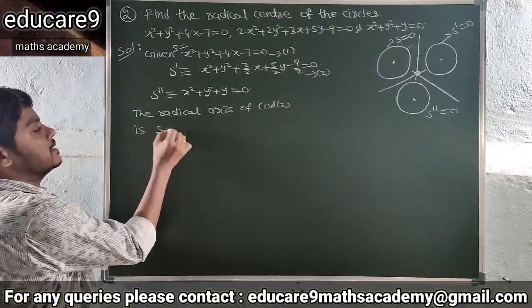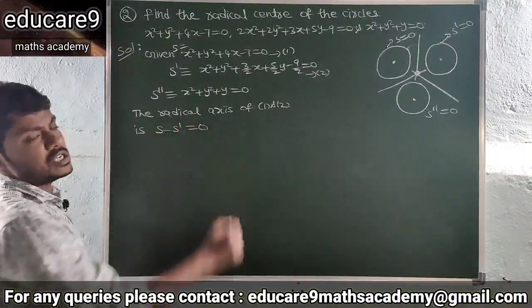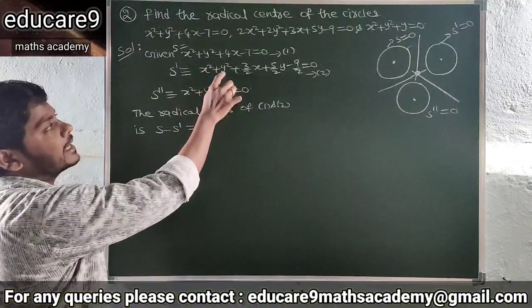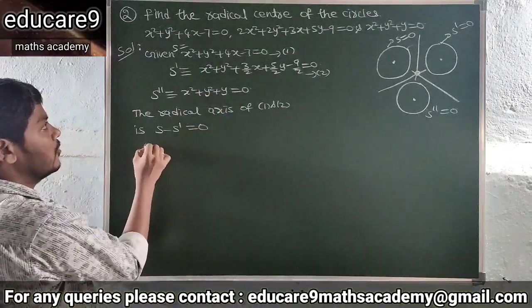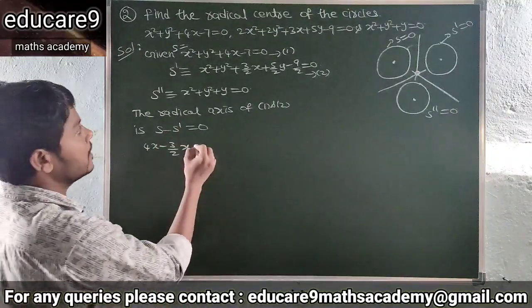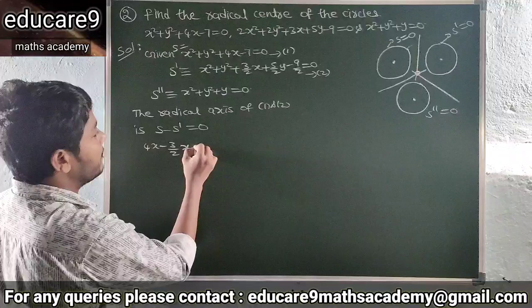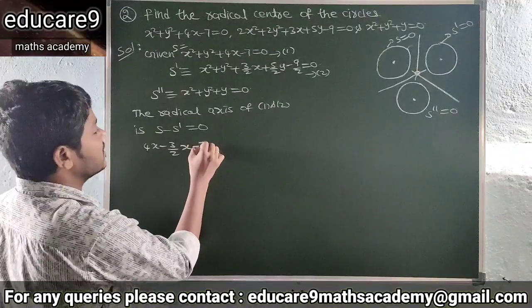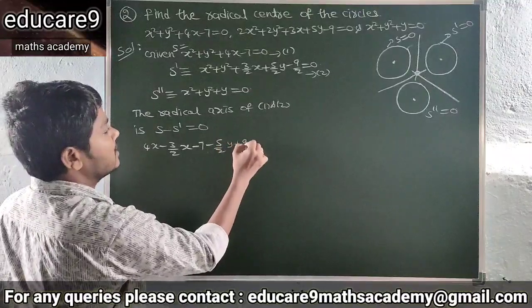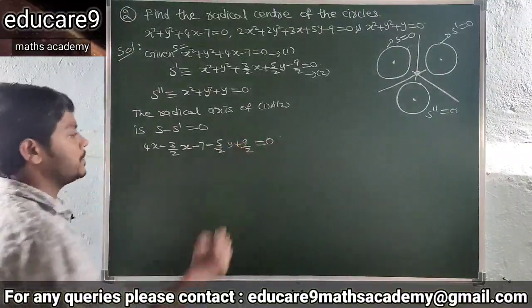S minus S dash equals 0. See here, x square minus x square, y square minus y square get cancelled. Next one, 4x minus 3 by 2x. Next, minus 7 minus 5 by 2y plus 9 by 2 is equal to 0.